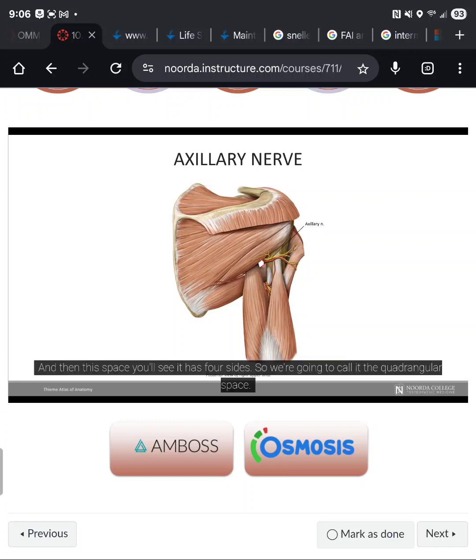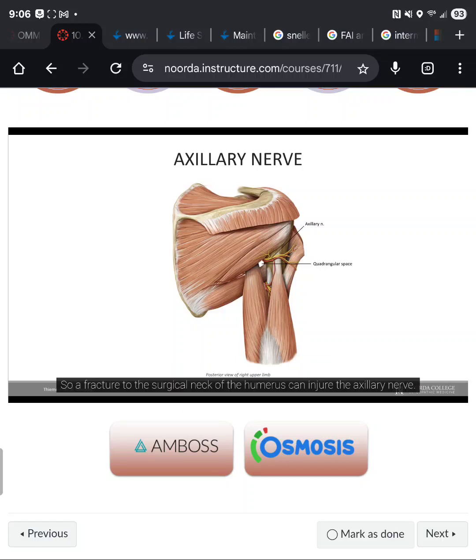And then this space, you'll see it has 4 sides. So we're going to call it the quadrangular space. So it's kind of between teres minor, the long head of triceps, teres major, and then just the medial border of the humerus. One other note about the axillary nerve is that it is wrapping around the surgical neck of the humerus. So a fracture to the surgical neck of the humerus can injure the axillary nerve.